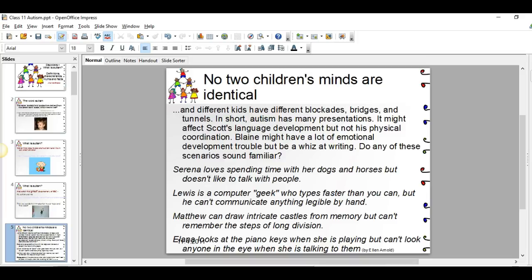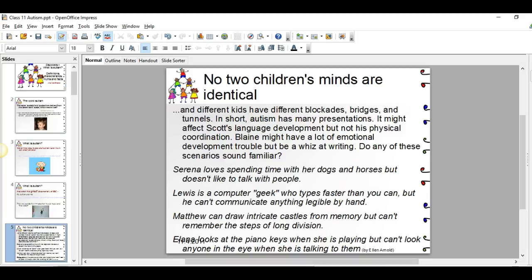No two children's minds are the same or identical, and different kids have different blockades, bridges, and tunnels. In short, autism has many presentations. It might affect Scott's language development, but not his physical coordination. Blaine may have a lot of emotion development trouble, but be a whiz at writing. Do any of these scenarios sound familiar?